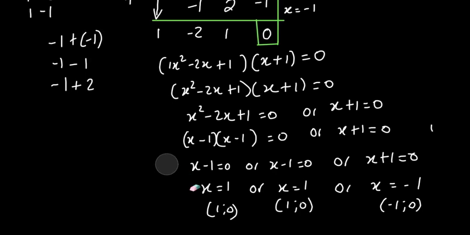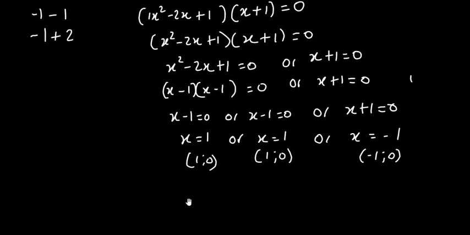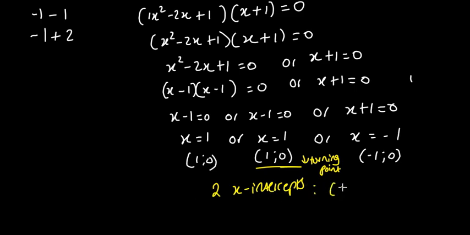Once it's repeating, we can leave it like that, but take note: how many x-intercepts do you have? Therefore, remember, you have 2 x-intercepts because the other one is repeating. And remember, this one that is repeating there is also a turning point. All right? So you have your x-intercepts, 2 of them: 1 and 0, and negative 1 and 0. Then this one here is also a turning point. All right, so you would have gotten your 5 marks there.